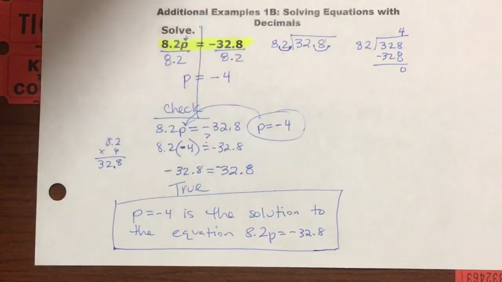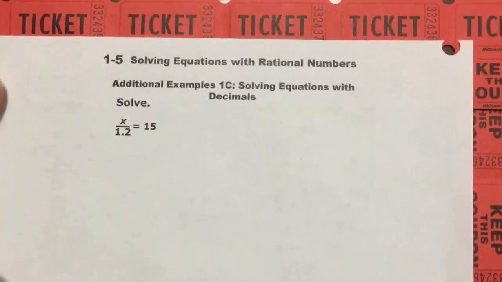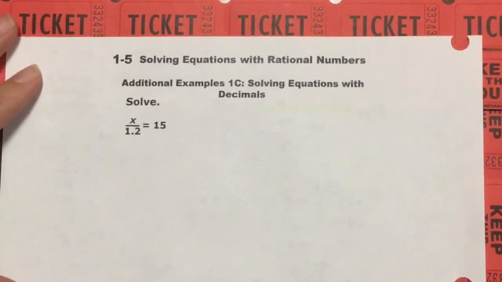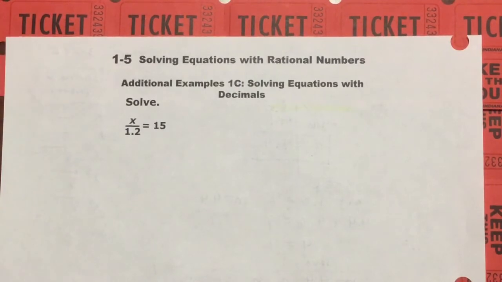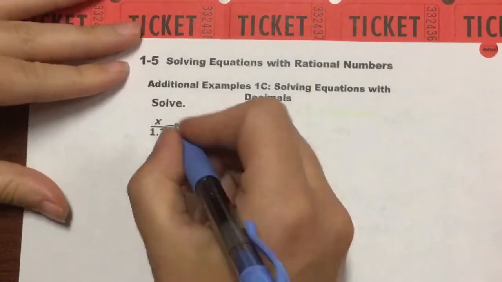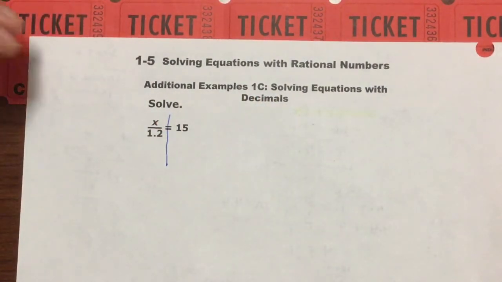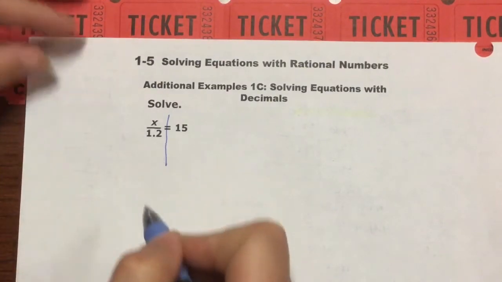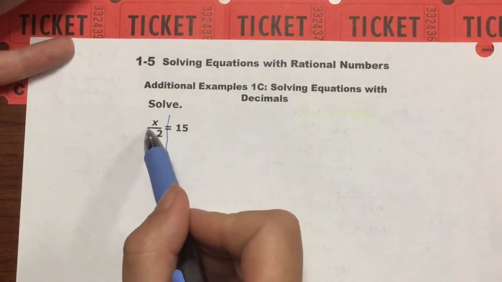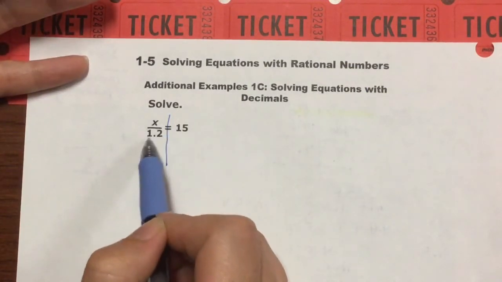Okay, let's try this one more time. Okay, here we go. Example 1c. Ooh, this looks a little different. We have x divided by 1.2 equaling 15. We are trying to get x by itself on this side of the equation. Right now, is x by itself? And the answer is no, it's not. There is this 1.2. Well, how is the 1.2 related to x? It's related through this little line, which means division, right? So this means x divided by 1.2.